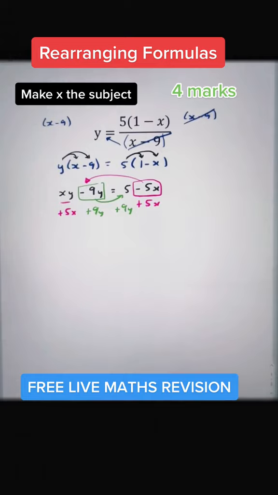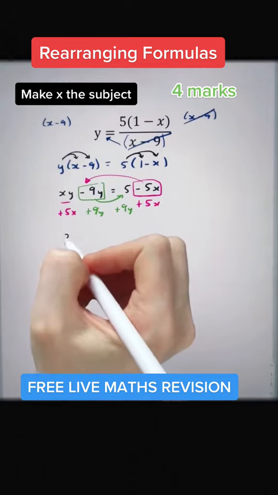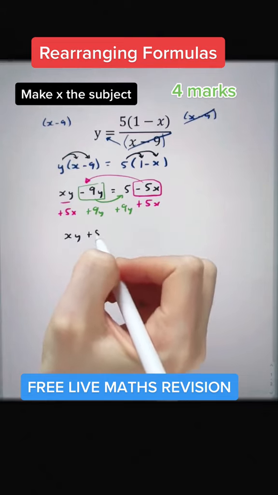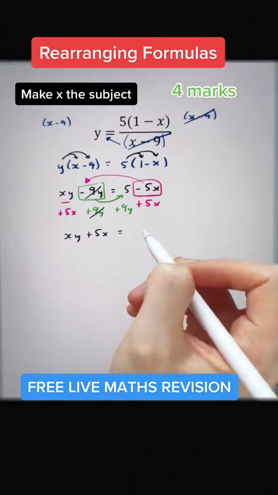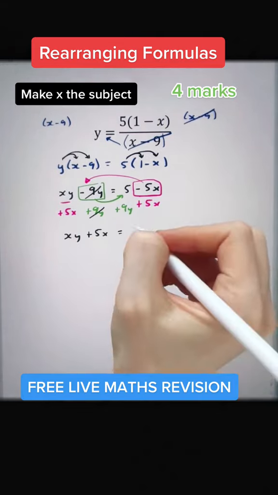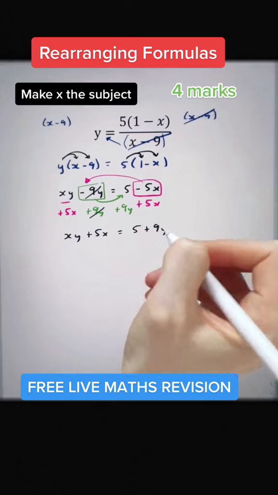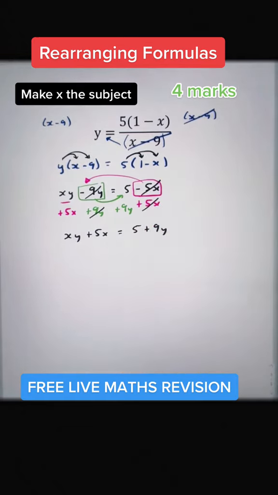Collecting like terms, on the left-hand side, I have xy plus the 5x that's crossed. I know that negative 9y, add 9y will cancel. And on the right-hand side, I've got 5 plus 9y, as negative 5x, add 5x will cancel.